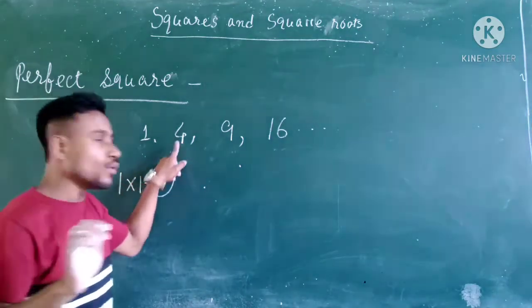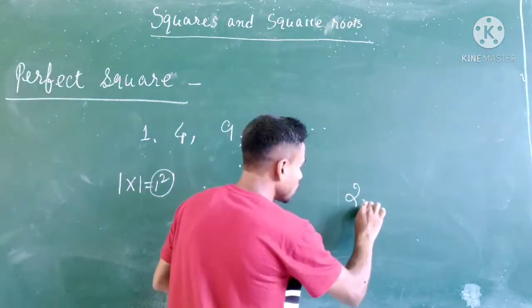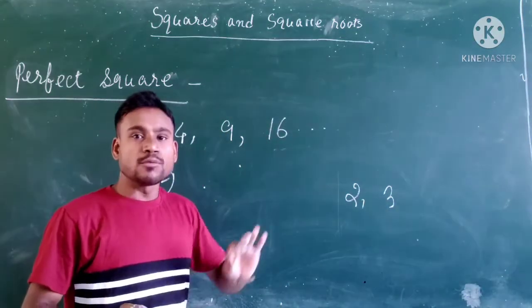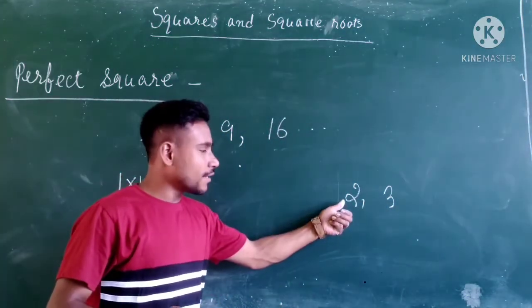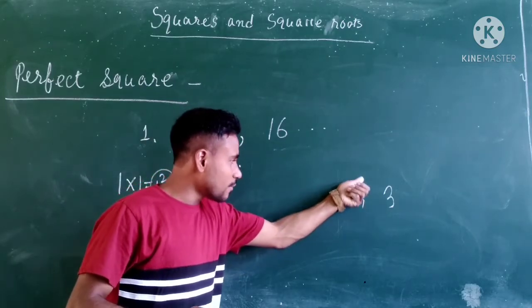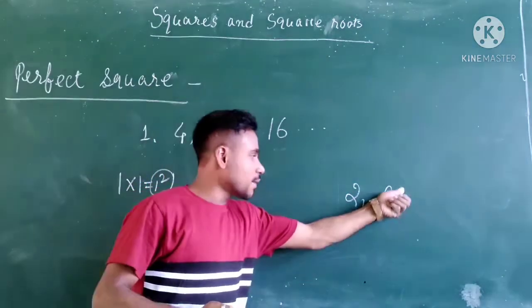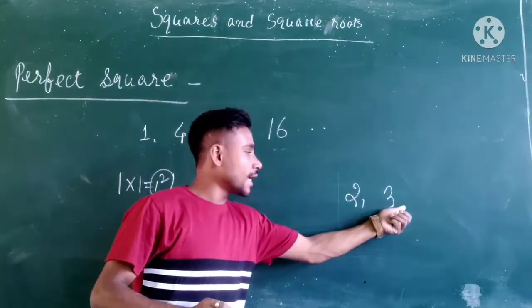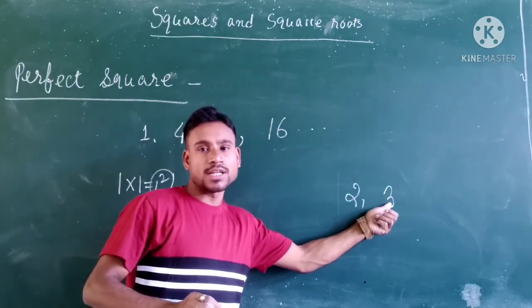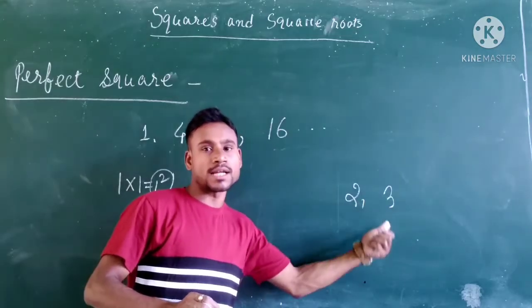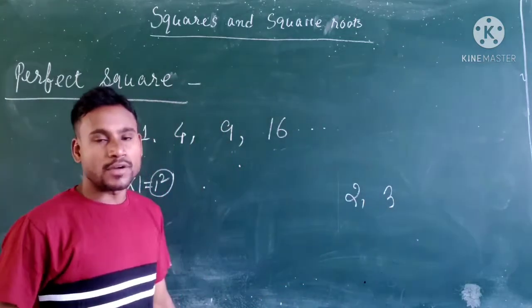But see here, between 1 and 4 we have 2 and 3 also, but we are not writing 2 and 3 because why are 2 and 3 not perfect squares? You take any two same numbers and multiply them. Can you get the product as 2? It is not possible. In the same way, by multiplying any two same numbers, can you get the result as 3? You will not get it. So that's why 2 and 3 are not perfect squares.